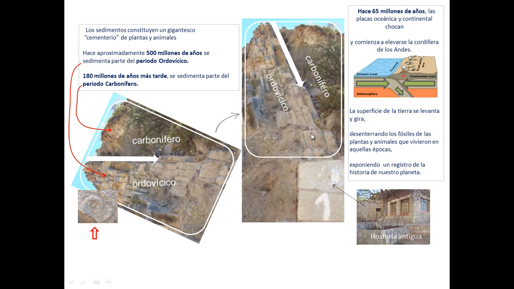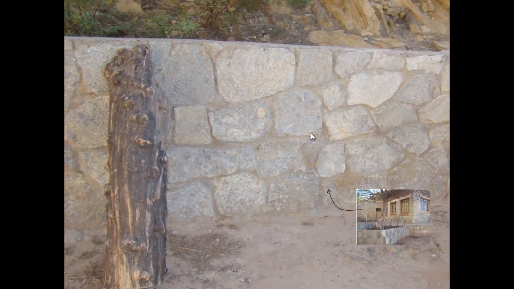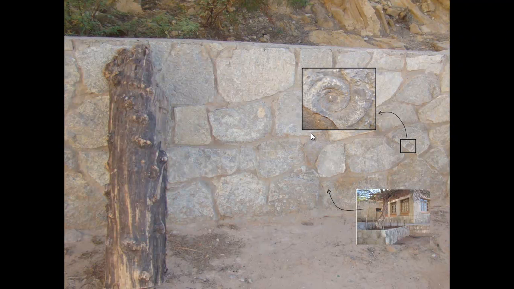If you want to see this contact between the two periods, from the osteria there's a wall. Exactly at the end of this wall you will see a clear difference between two different kinds of rock, and in this wall you can see fossils like this. So this is the wall. Zoom, and then another zoom, and you can see the fossils in the same osteria.